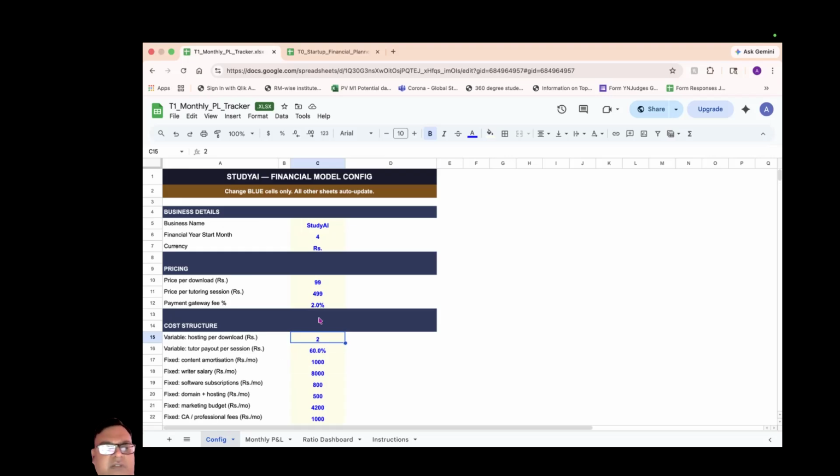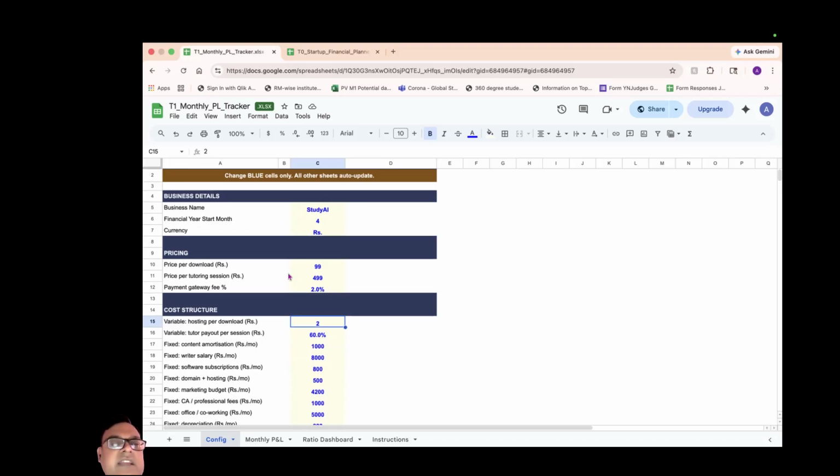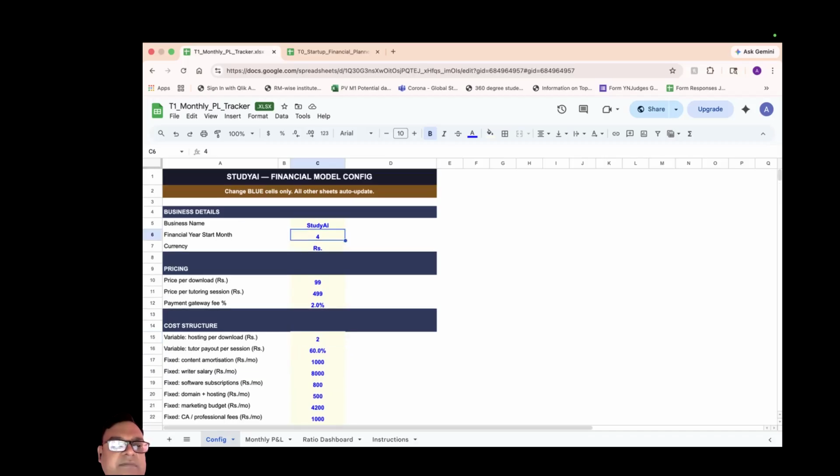Okay, let's start with the first tab. Let's do some of the configuration. We've already seen the name of our business. Just put your name. Here we are taking the example of Study AI. Some numbers from the previous sessions may change, but this will still give you a full picture. So don't worry. Financial year start month is 4. Currency, rupees, is right.